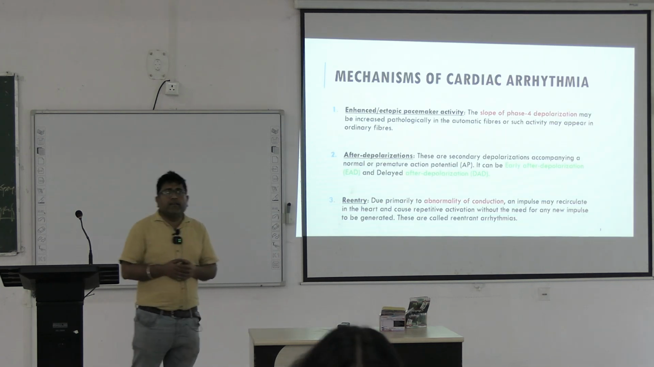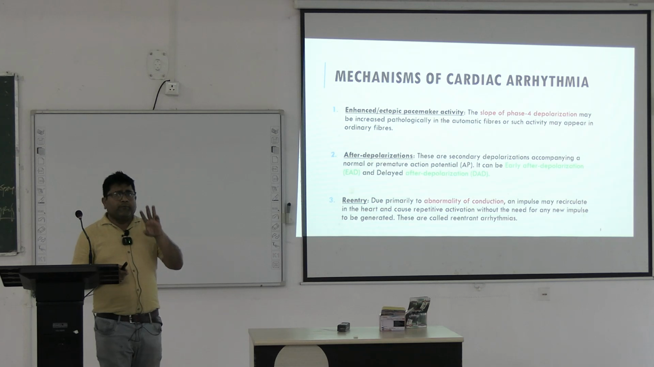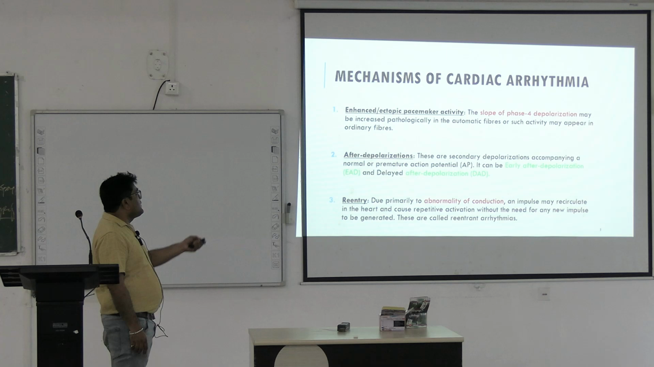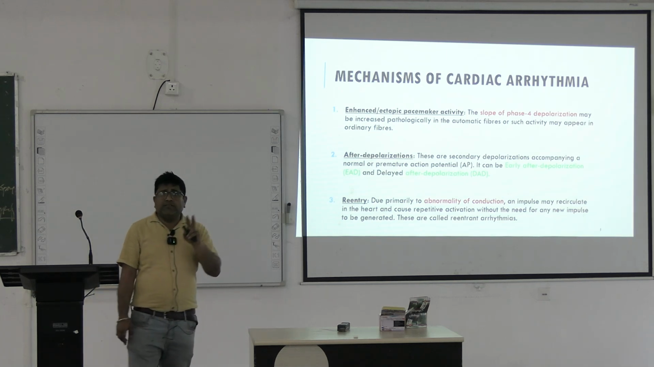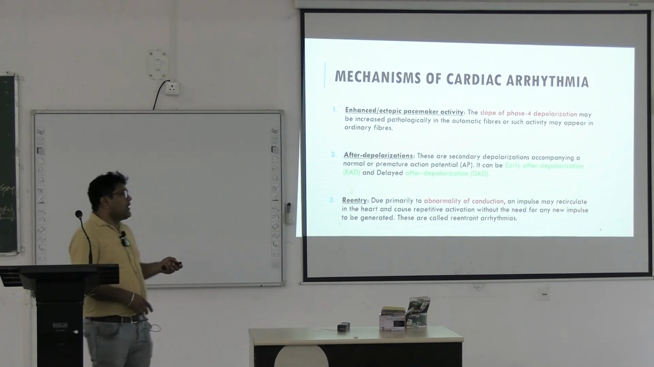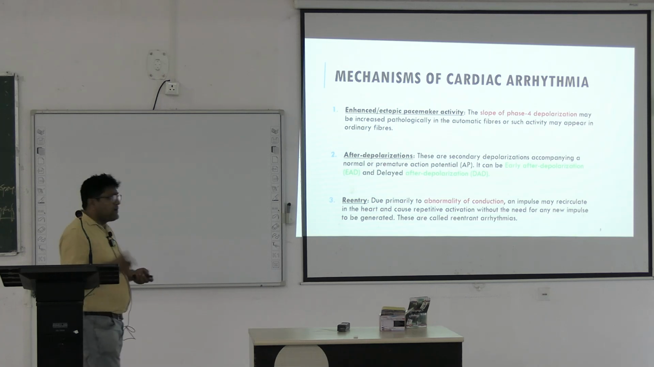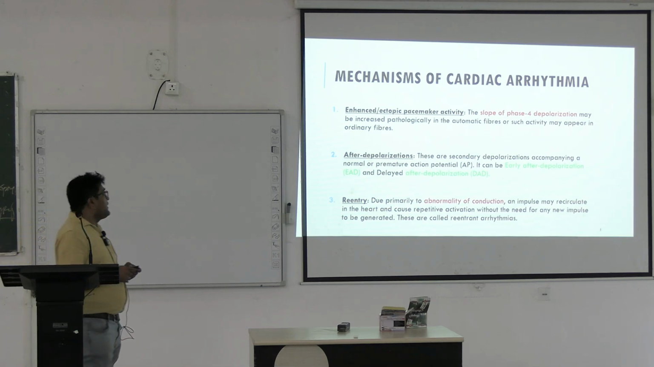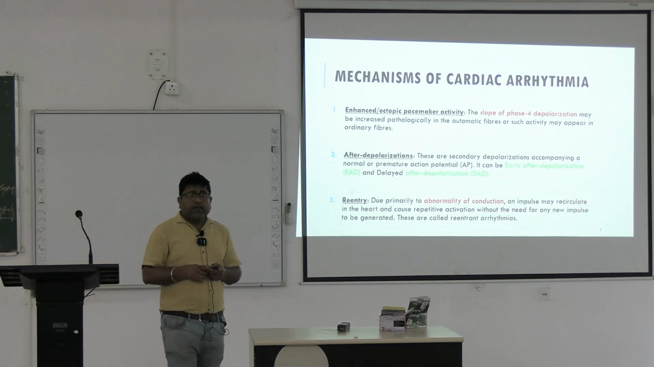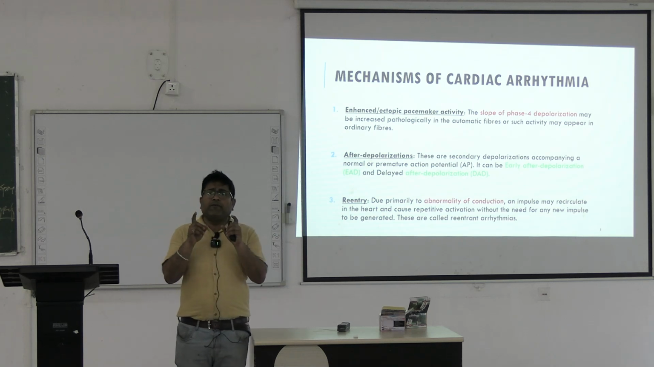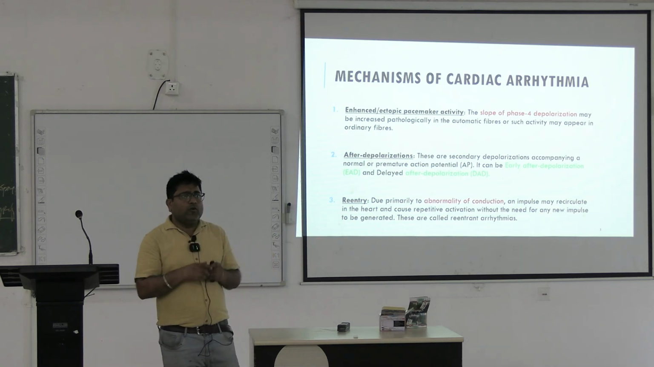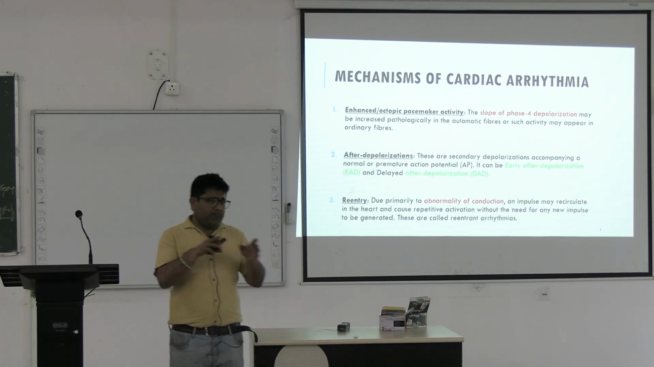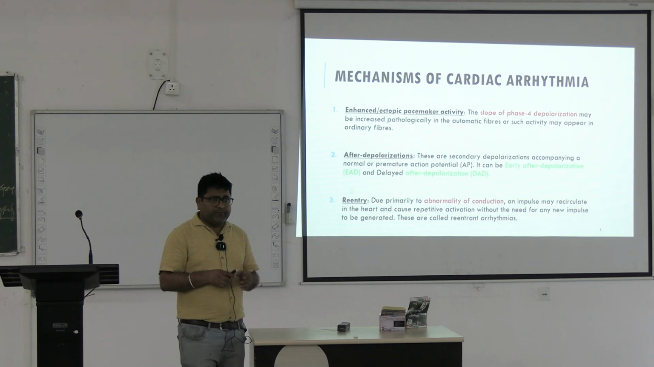Now, regarding the mechanism of cardiac arrhythmia, generally 3 important mechanisms have been elucidated. Number 1, enhanced or ectopic pacemaker activity. Number 2, after depolarizations leading to triggered arrhythmia, and number 3 is re-entry. What do we mean by enhanced and ectopic pacemaker activity? We all know that there are different pacemaker cells in the heart that include the SA node, AV node, bundle of His and the right and left bundle branches.